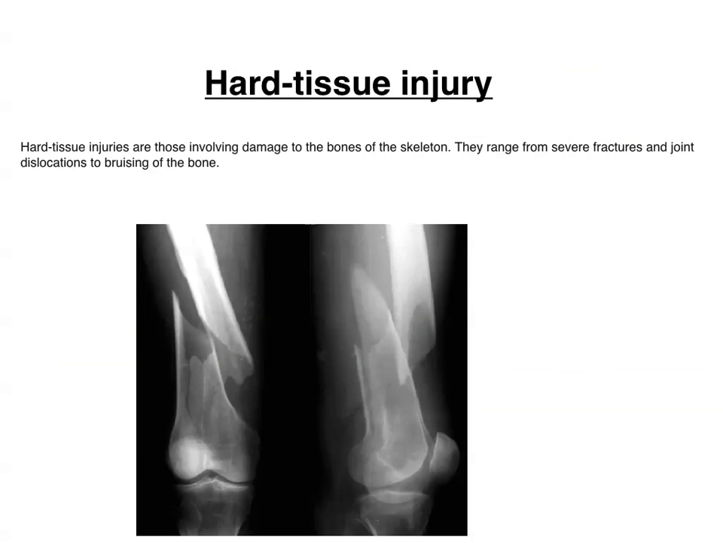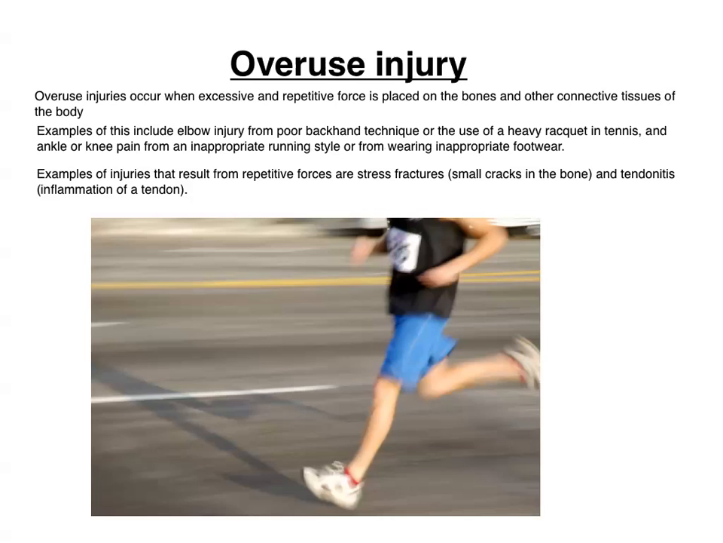Hard tissue injuries are those involving damage to the bones of the skeleton, but they can also include the teeth. They range from severe fractures and joint dislocations to bruising of the bone. In this picture here, we have a bone, and we can see through the x-ray that the bone's been broken, so that's a hard tissue injury. So a hard tissue injury is any break in the bone or any injury involving some form of bone. It could be a dislocation.